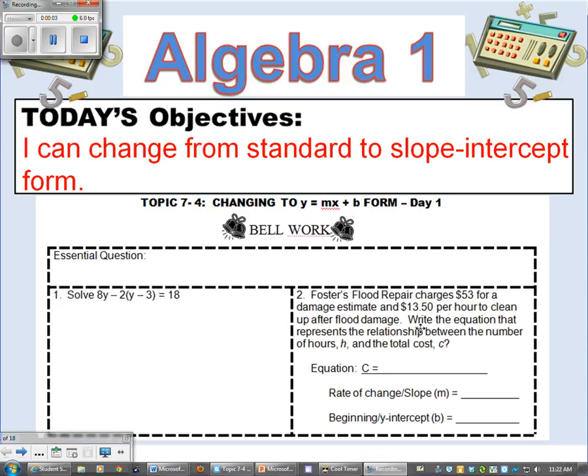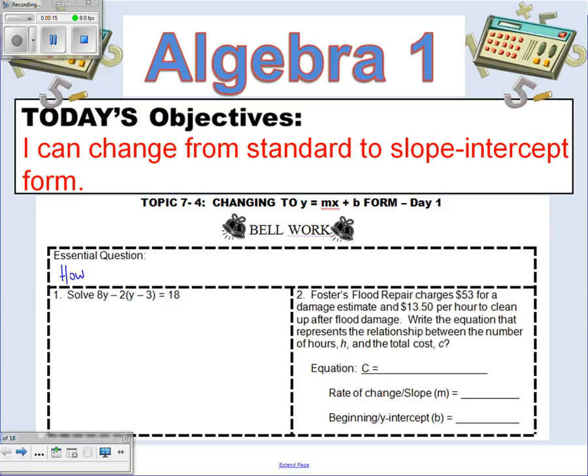This is topic 7-4, changing to y equals mx plus b form, day 1. Our objective today is I can change from standard to slope-intercept form. So our essential question will be, how can I change from standard form to slope-intercept form? By the end of this lesson, you should be able to answer that question.